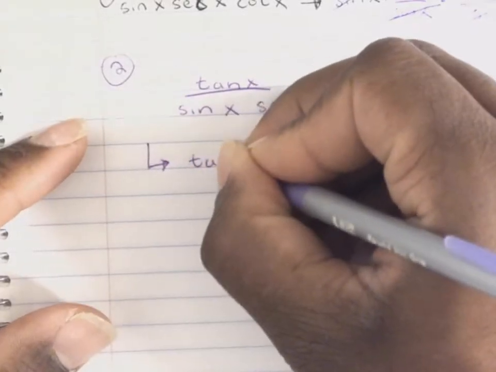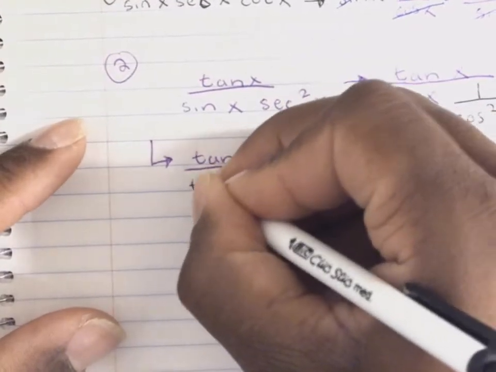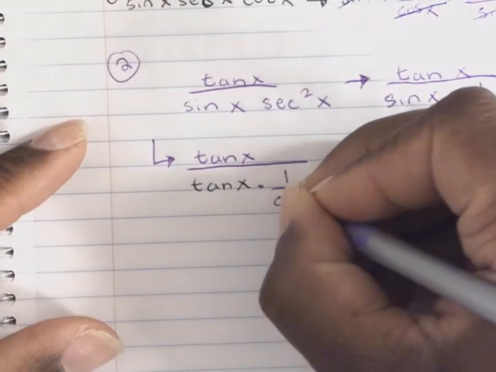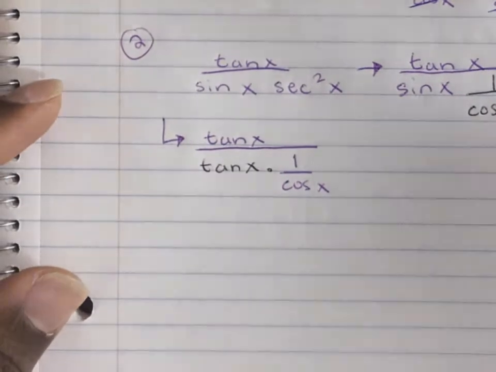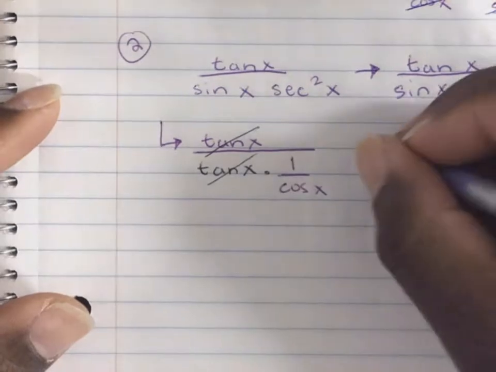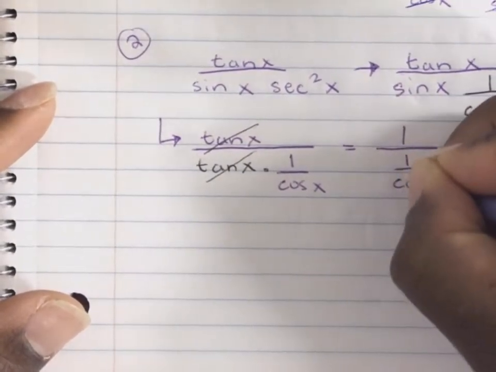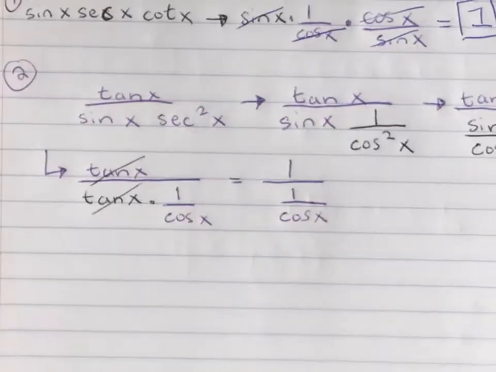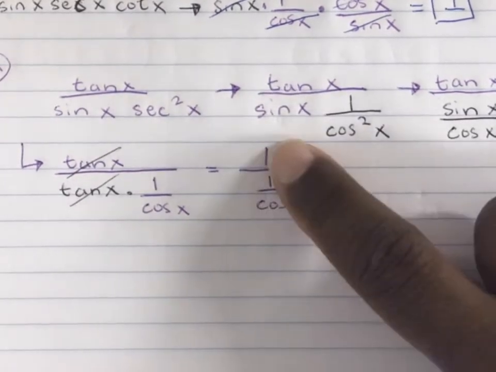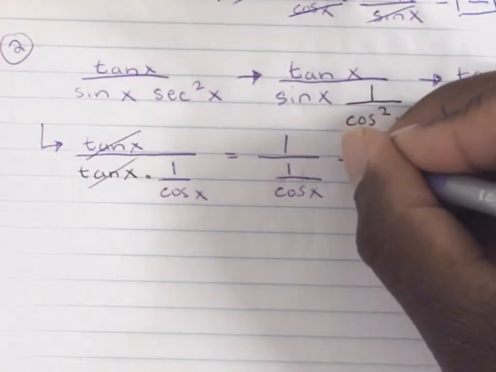So we got tangent x over tangent x times 1 over cosine x. So the tangents cancel because this is all multiplication. Then I'm left with 1 over cosine x. So what I could do is keep, change, flip. I would flip the bottom and it would be 1 times cosine x. I can do that. I'll follow the identities and go that route.